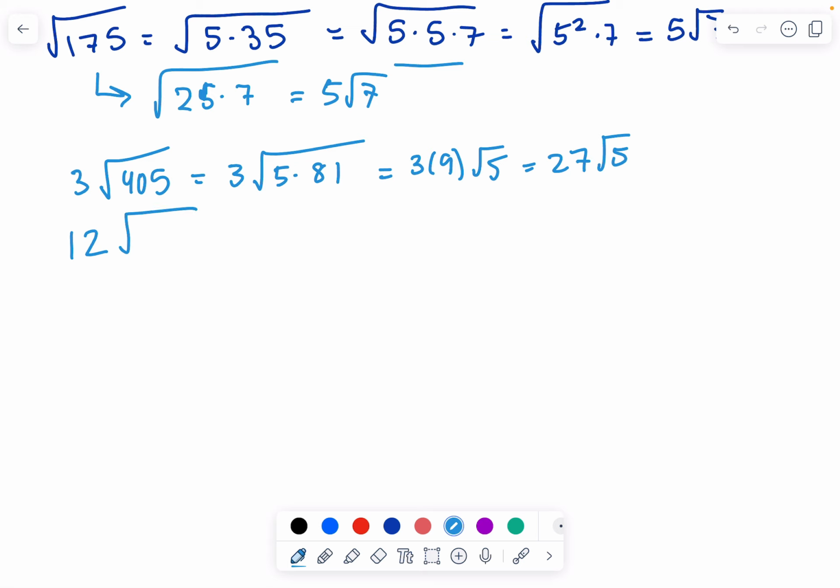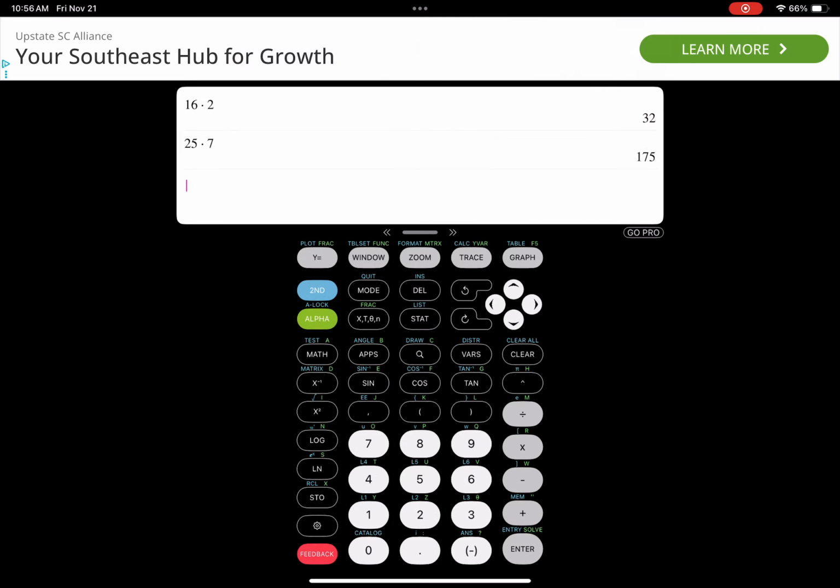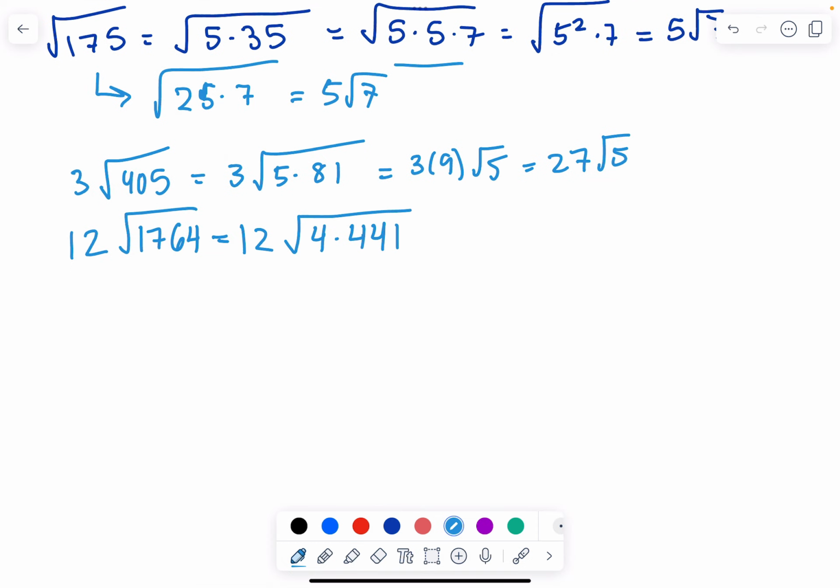12 root 1,764. Is it divisible by 4? It seems like it, so let's try it. 4 can go into 1,764 441 times. Let's confirm that. 1764 divided by 4. Yep, 441. I know that the square root of 4 is 2. So I have 12 times 2 and 441 under the radical.